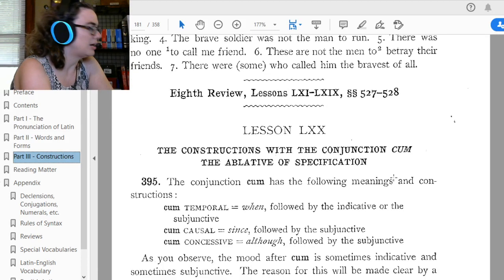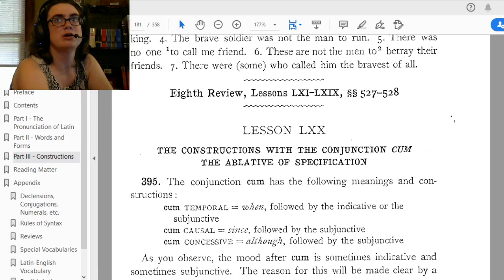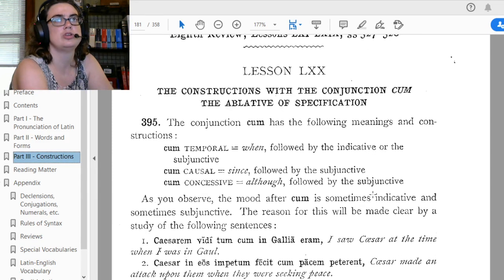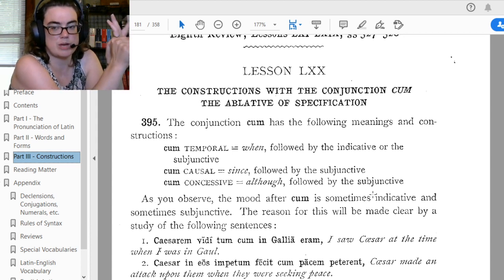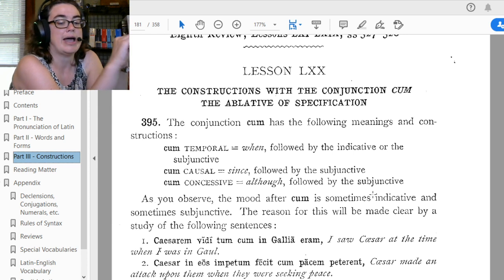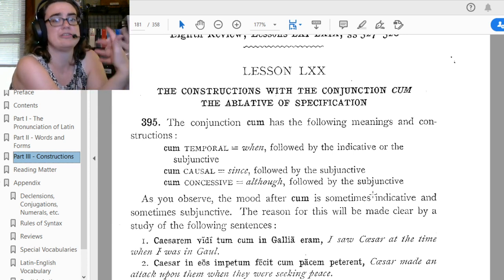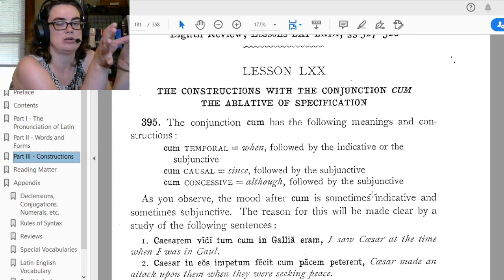All right. Good work so far. That did not take very long, so we're going to do cum and ablative of specification because neither of these are too tricky. But first, I want to take us back to the ablative absolute. This is where we use a participle, oftentimes the perfect passive participle, and a noun, both in the ablative case, to provide more information about what's going on in the sentence. It might be a causal statement, because such and such happened. It might be a temporal statement, when such and such happened. It might be concessive, although such and such thing happened, main clause.